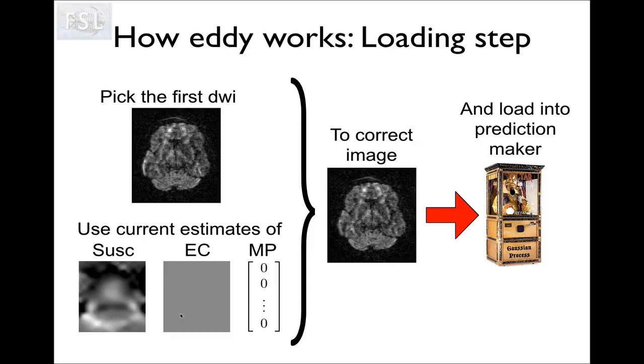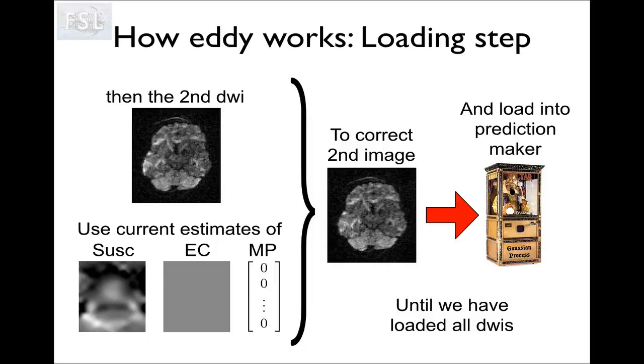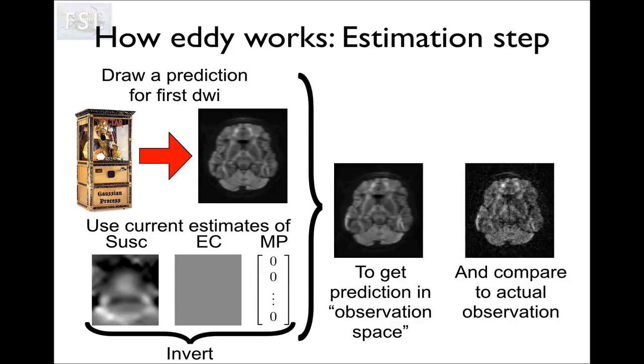So you then use these to correct the image. So you are now in a sort of semi-corrected space, and you load that into the prediction maker, into Zoltar. And then you do the same thing for the second image until we have loaded all the diffusion weighted images. So now we have all the diffusion weighted images in there. They're corrected for susceptibility only, not for eddy currents and motion parameters so far, because they were all estimated to be 0. Then what we do is we start to get the predictions out.